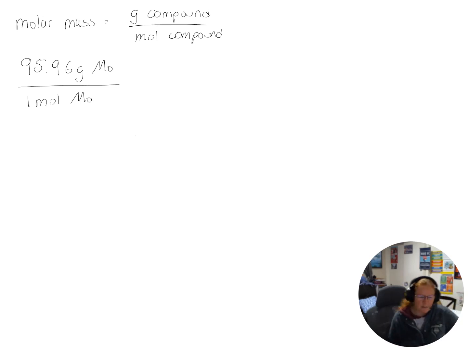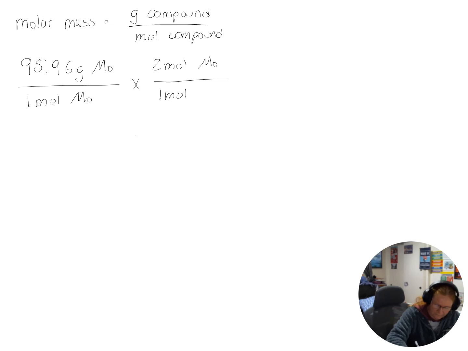Well, we need to get to a point where I have moles of compound. So let's get rid of moles of molybdenum. From what we were given, we have 2 moles of molybdenum for every 1 mole of our enzyme. Is that going to cancel out moles of molybdenum on the bottom? It is. Okay, now let's figure out that grams of molybdenum.